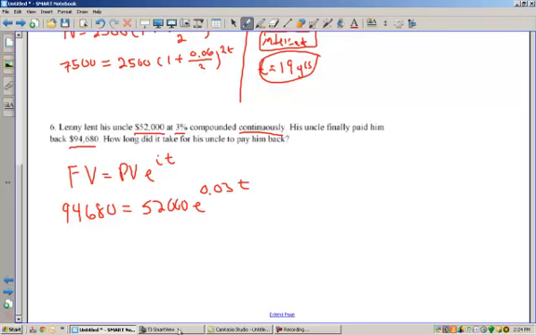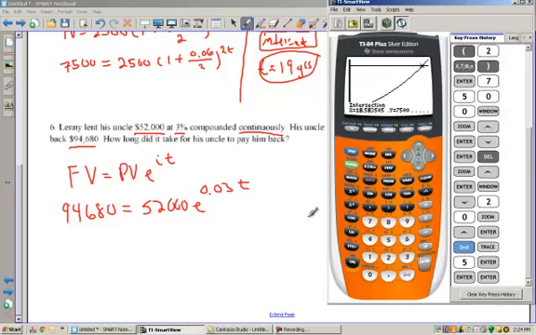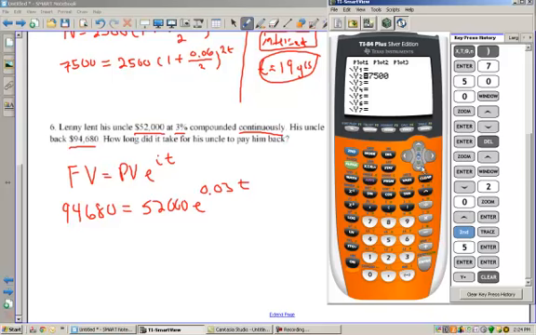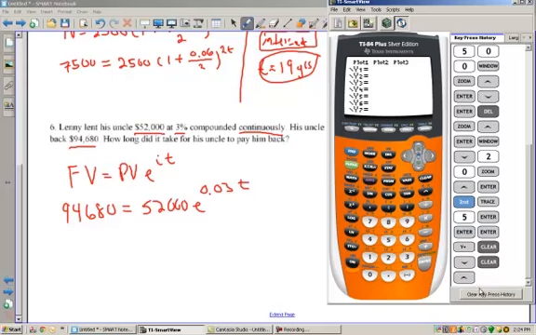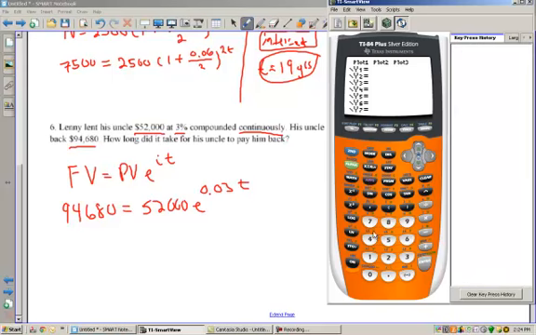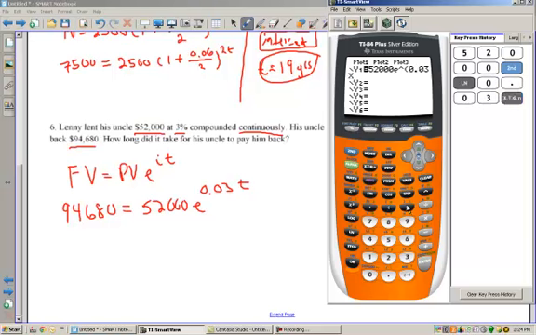So again, we come to our calculator. Let's clear all this out. So hit y equals, clear that, and plug it in. So I have 52,000. Hit second ln to pull up the e to the button. 0.03 with an x in parentheses, hit enter, and I have 94,680 in for y2. And so graph the right, graph the left, and intersect.